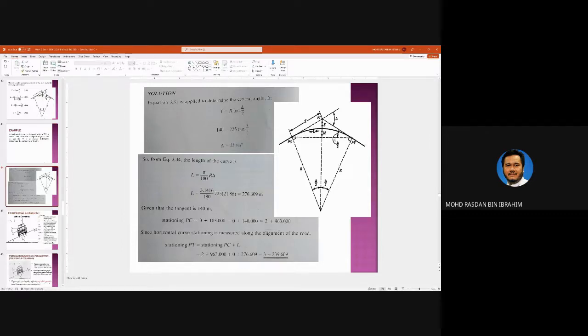Okay. So this shows you that this L for the horizontal curve is the length of the actual curve, not this chord line. For the horizontal alignment here, this line here is what we call the chord line. So the L that you calculate is the actual curve length.